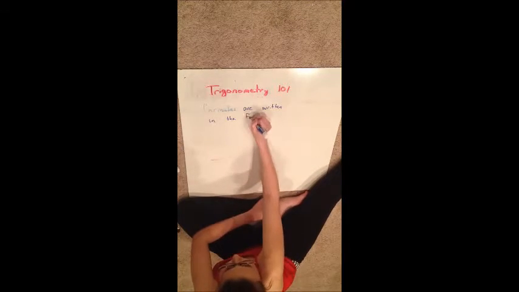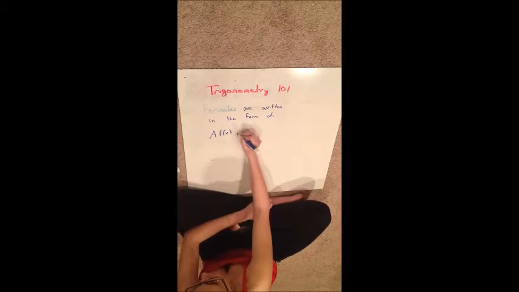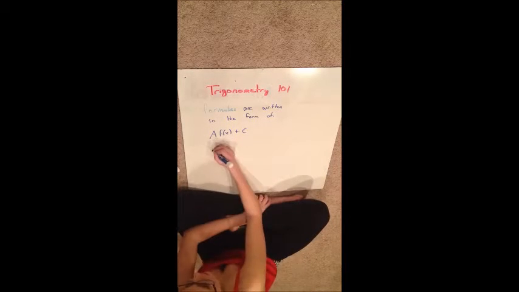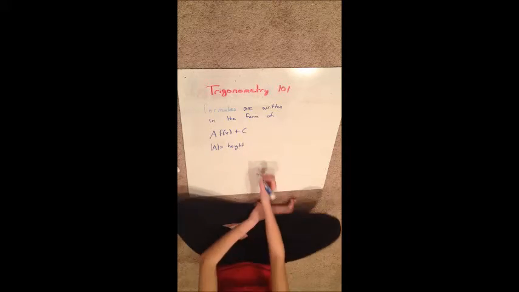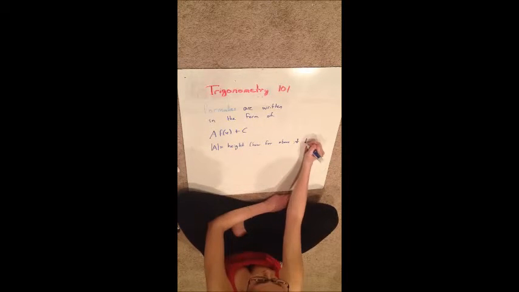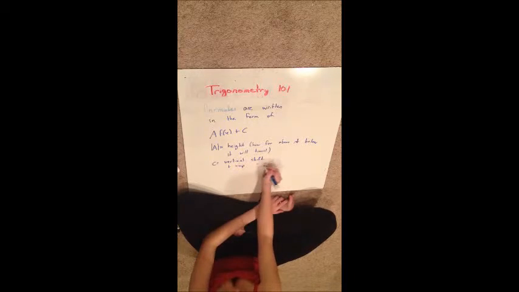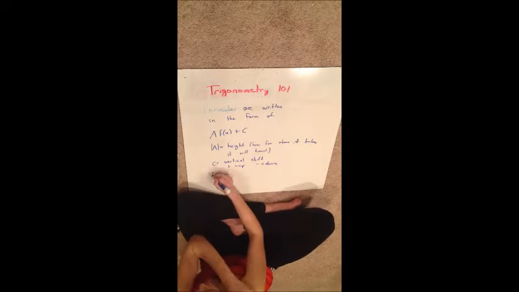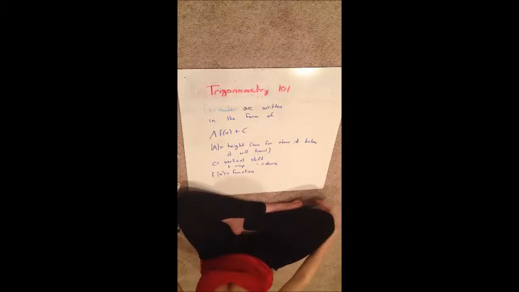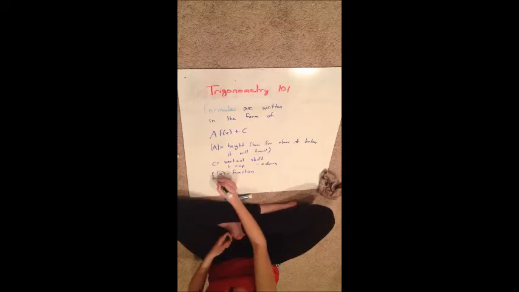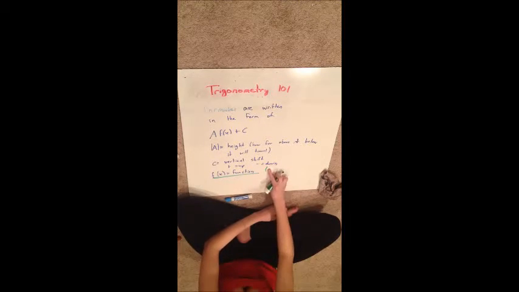Formulas for these trig functions are usually written in the form of a f of x plus c. A is the amplitude and it represents vertical stretch. It's going to say how much above and how much below the center line the formula is going to reach. C is the vertical shift. A positive vertical shift is going to lift it up, and a negative vertical shift is going to shift that center line down.